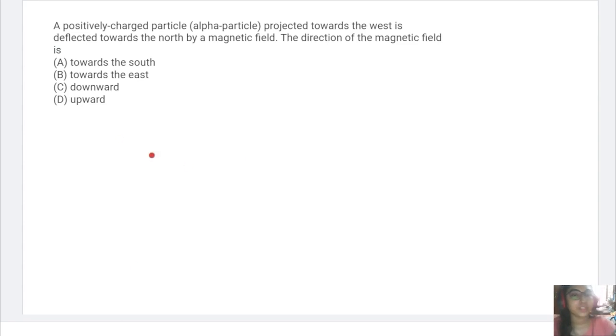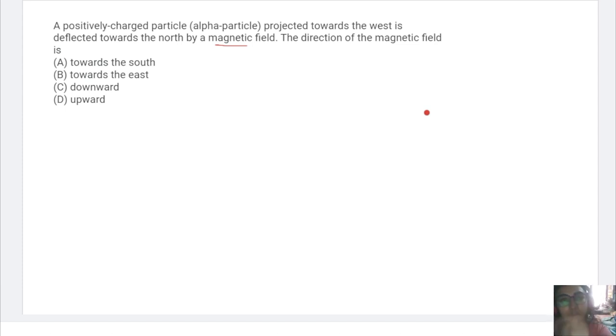Okay. So the first question says that a positively charged alpha particle projects towards the west and is deflected towards the north by a magnetic field. The direction of the magnetic field is? Keeping in mind all the rules that we have learned till now, Fleming's left hand rule, Fleming's right hand rule, thumb rule, and how electromagnetic induction occurs in its application towards electric motor or electric generator, you now have to apply these concepts here.